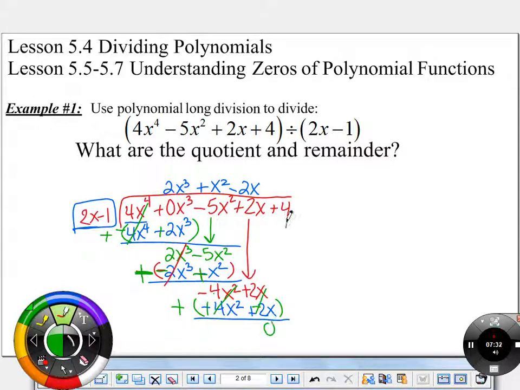So you can see that each of the terms cancel. You're left with 0. We drop down the next term, which is 4. And our polynomial is not going to go into 4 because our divisor has a higher degree than our remainder right there. Okay, so we're done. So our answer is 2x cubed plus x squared minus 2x with a remainder of 4. Okay, so first be able to recognize that 4 is the remainder. Okay, Cody?